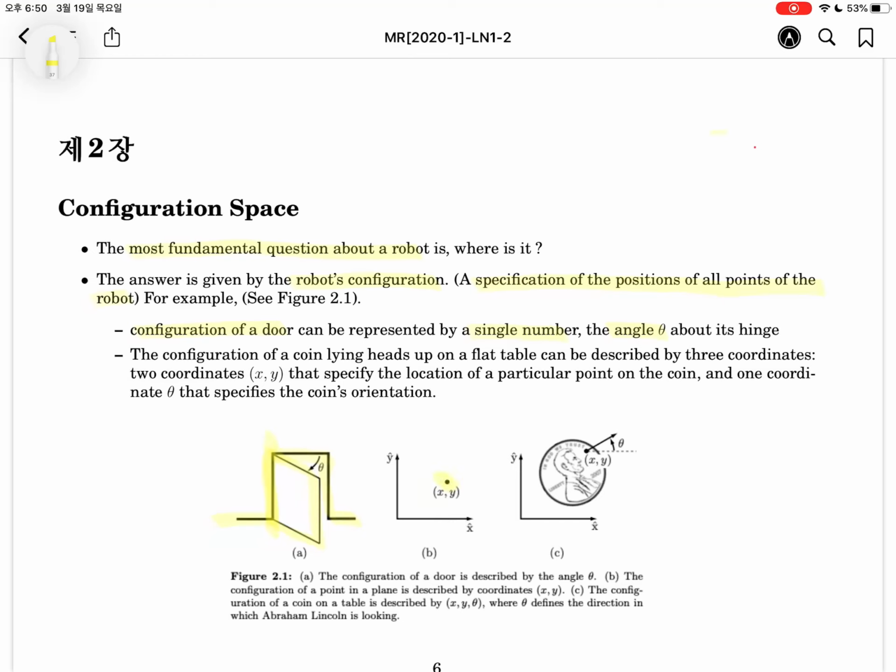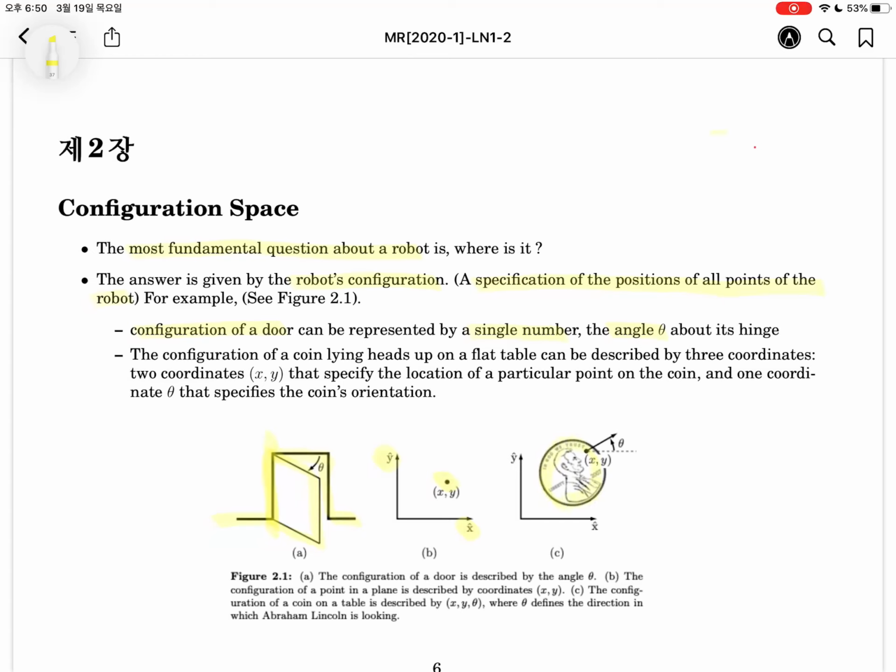Okay, let's consider a point in the plane. Here, in order to specify the position of the point, we need two variables, such as the x and y coordinates.